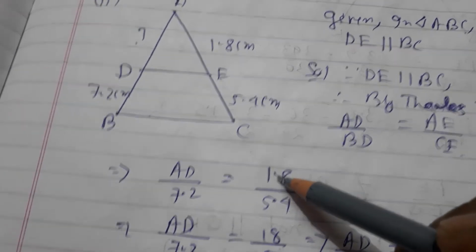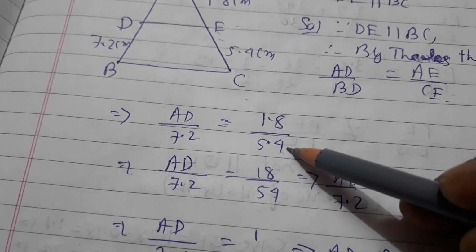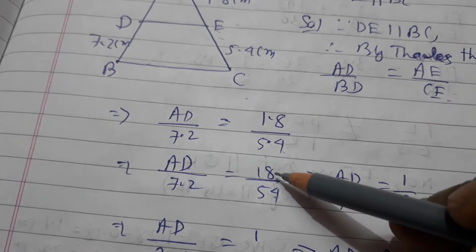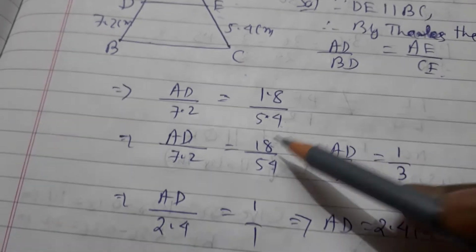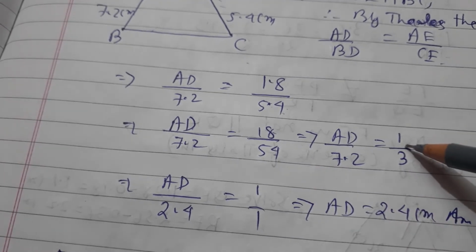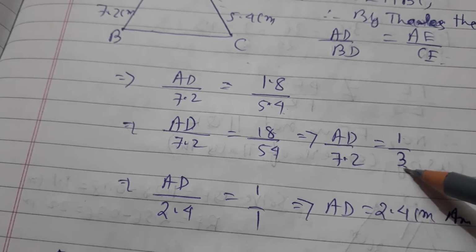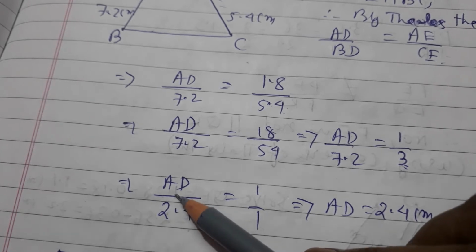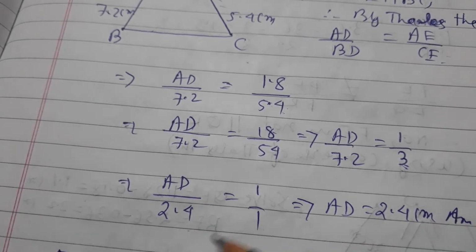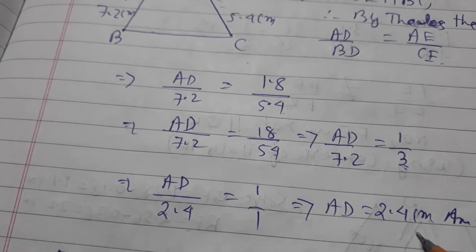Now look here. After the point here is 1 digit and here also after the point 1 digit. So the point cancels. Okay. So 18 by 54. So AD by 7.2 equal to 18 3s are 54, so I have written here 1 by 3. Now 7.2 is divisible by 3. What will we get after dividing? 2.4. So I have written here AD by 2.4 equal to 1 by 1. Okay, now by cross multiplication AD equal to 2.4 centimeter.